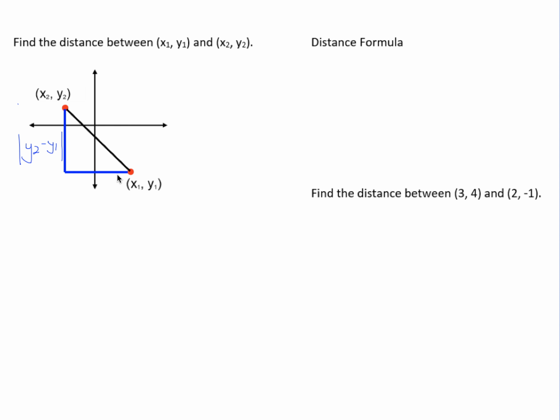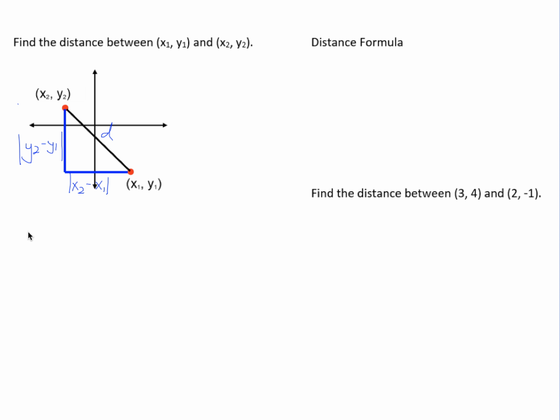To find this distance, we can do the x value. So it looks like a negative number here, but x value minus the other x value. And again, that might be a negative, so we're going to take the absolute value. And so these are our two distances. This is one of the lengths of our legs, and this is the other length. And we want to find the distance d.